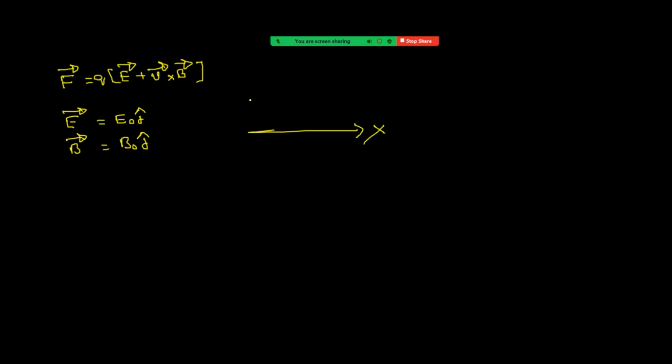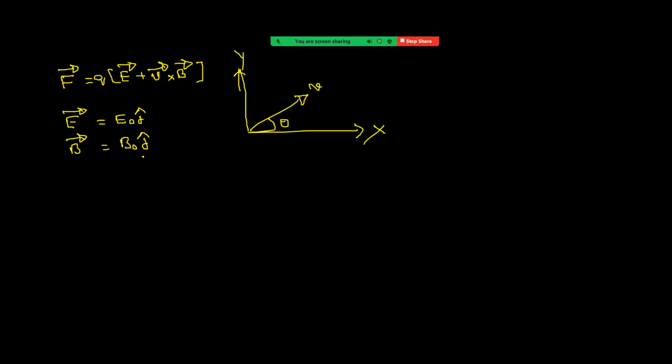Suppose this is the x-axis and this is the y-axis. The velocity vector is making angle theta with the x-axis. If theta is not equal to 0, then see the possibilities.